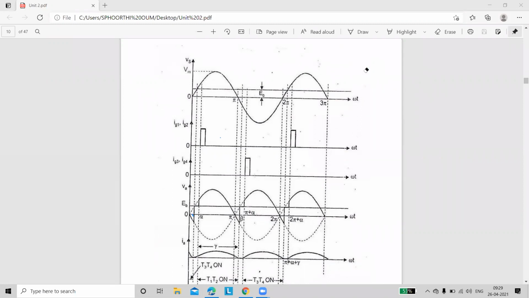Listen, okay. If a person asks you to write the same question, that is, explain the full wave rectifier fed DC motor, a self-excited motor, then also you have to draw the same waveforms. Only the circuit is going to be different, right? Okay ma'am. Okay, so I will go on to explain to you.